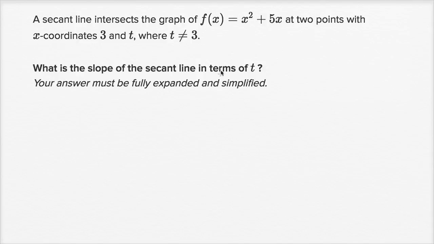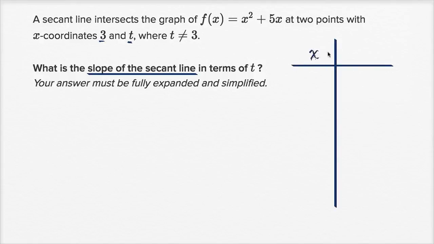But anyway, we want to find the slope of the secant line, and they essentially give us 2 points on the secant line. They tell us what x is at each of those 2 points, and if we know what x is, we're able to figure out what f of x is at each of those points. So we can make a little table here. We know x, and we know f of x.